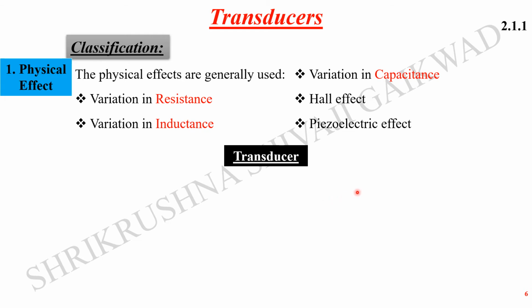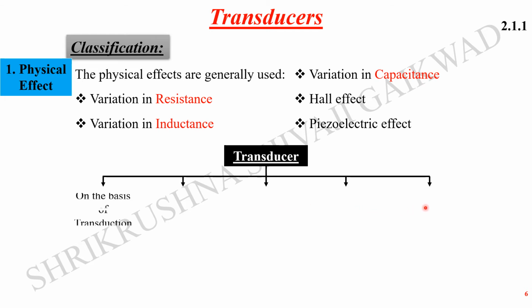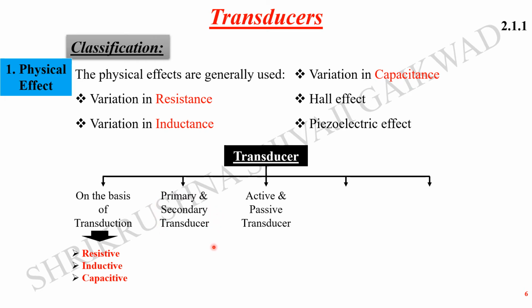Now the broad classification of these transducers is like this. They are classified into five different types. The first one is on the basis of the transduction. On the basis of the transduction we have different types, that is resistive, inductive, and the capacitive one. The next one is the primary and the secondary transducer. The third one is the active and the passive transducers. We'll be looking into the details of all these transducers as well. Then analog and digital transducers, and the last one is the transducer and the inverse transducer. Inverse means the back, we can convert the energy back into its original form.